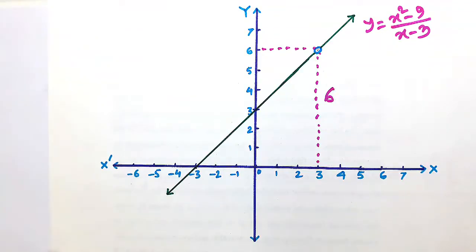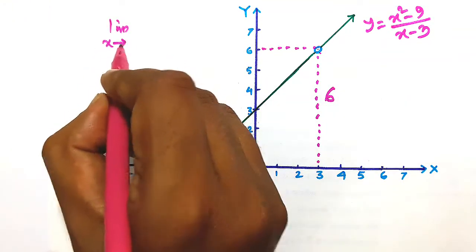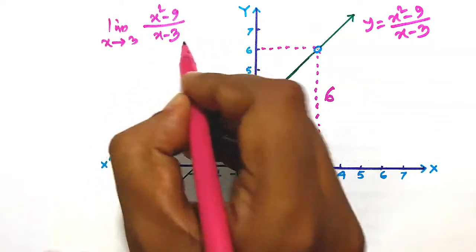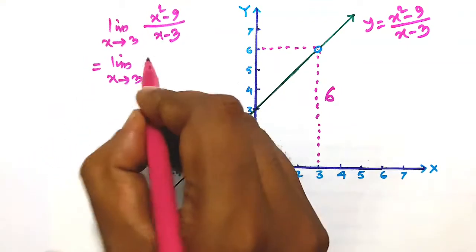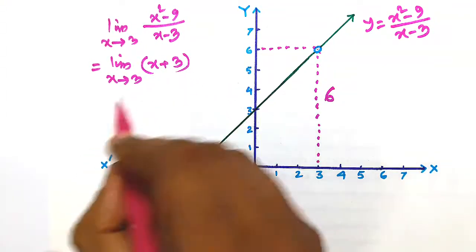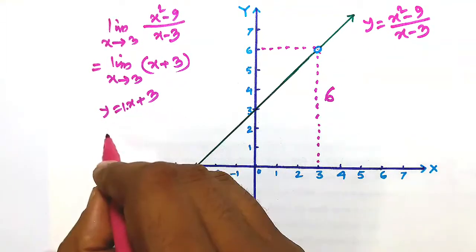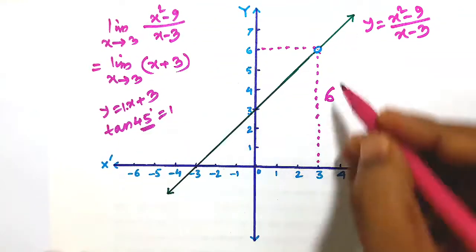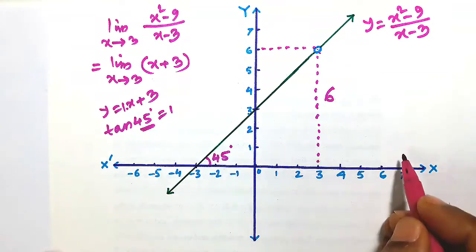Friends, we want to graph this function, limit x tends to 3 of x square minus 9 divided by x minus 3. After calculation, we got limit x tends to 3 of x plus 3. And now y is equal to x plus 3. The slope is 1. That means tan 45 degree is equal to 1. So this line makes 45 degree with the positive direction of x-axis, isn't it?